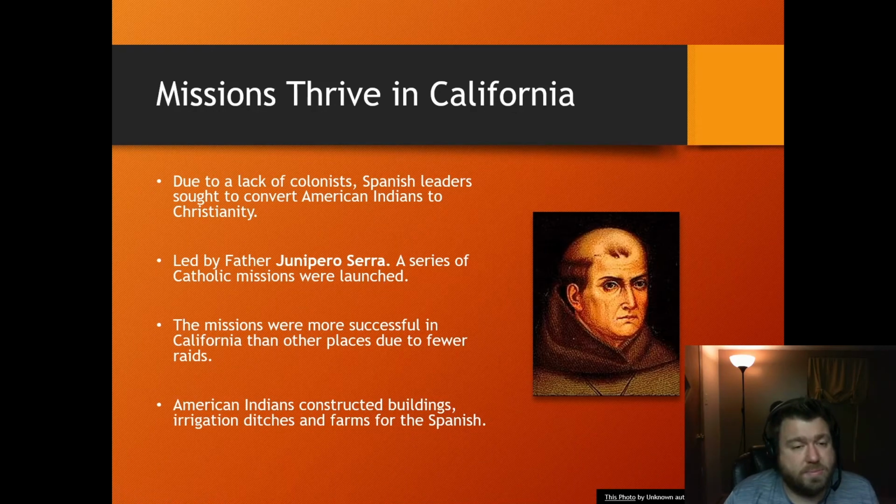Due to a lack of colonists, Spanish leaders sought to convert American Indians to Christianity. Led by Father Junipero Serra, a series of Catholic missions were launched. The missions were more successful in California than other places due to fewer raids. American Indians constructed buildings, irrigation ditches, and farms for the Spanish. Now these missions, one of their primary goals was to convert the natives to Christianity, mostly Catholicism. These were also meant to establish these settlements, to build irrigation ditches and farms for the Spanish.